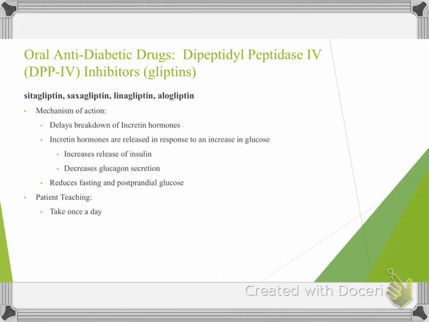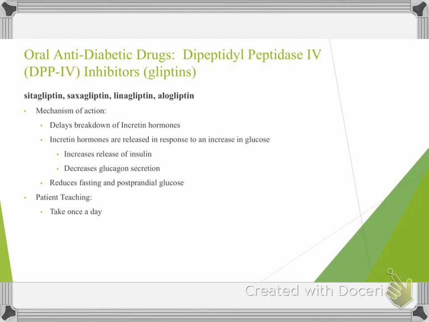So our DPP-IV inhibitors, the gliptins, their mechanism of action: it delays the breakdown of incretin hormones. Now, incretin hormones are released in response to eating, okay? So it's in response to an increase in glucose. So this delays the breakdown of incretin hormones. Thus it increases the level of incretin hormones available to stimulate the pancreas.